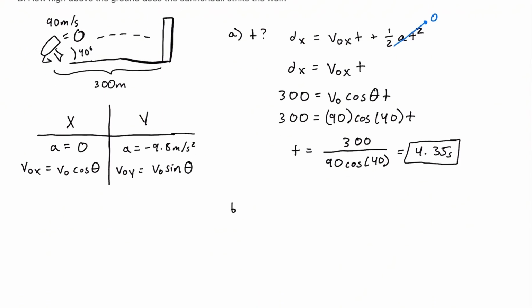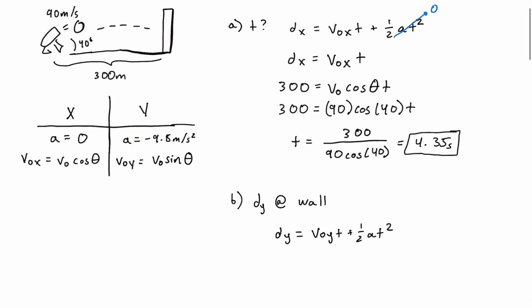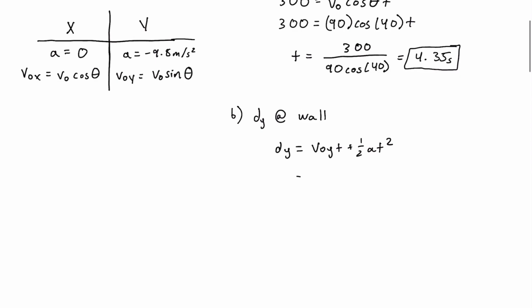Part B asks for how high above the ground the cannonball strikes the wall. So we're looking for dy at the wall. We can simply use our dy equation and plug in our time that we got in part A, because at 4.35 seconds the ball has hit the wall. So we can plug in.